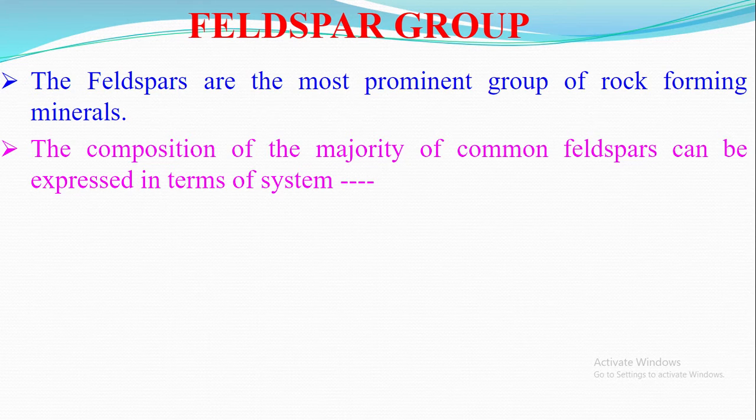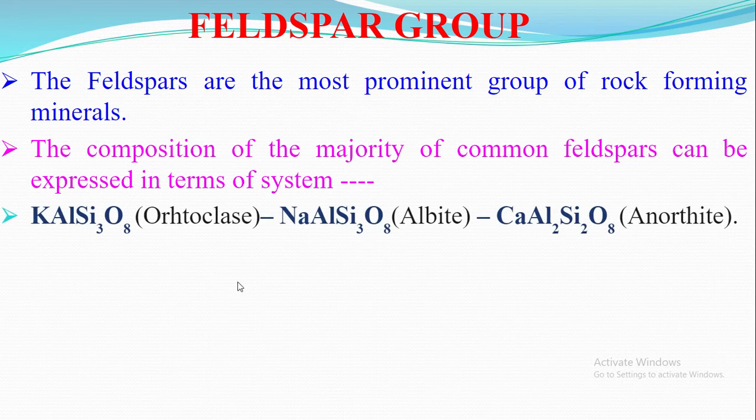The composition of major feldspar can be expressed in terms of a system. The majority of the feldspar can be explained with the end members orthoclase, albite and anorthite. Orthoclase is potassium aluminum silicate, albite is sodium aluminum silicate, anorthite is calcium aluminum silicate. So these are the silicate minerals.